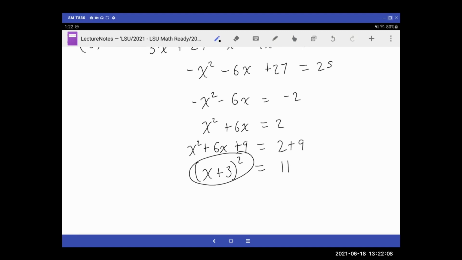So I have something squared equals 11. The square root property says that I can take the square root of both sides as long as I put a plus and minus in front over here. So that'll give me x plus 3 equals plus or minus the square root of 11. And so x equals, subtract 3, negative 3 plus or minus the square root of 11.